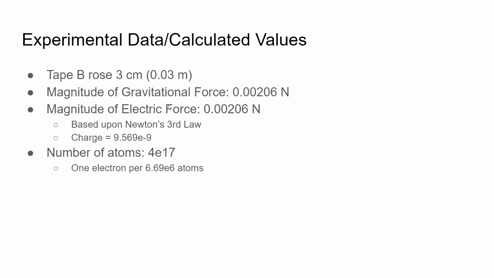After knowing the electric force, that was used to find the charge, which was then also used to determine the number of atoms in the tape. And then that value was also used to find how many atoms there were per electron. And this was all experimental data and calculated values based on the results.